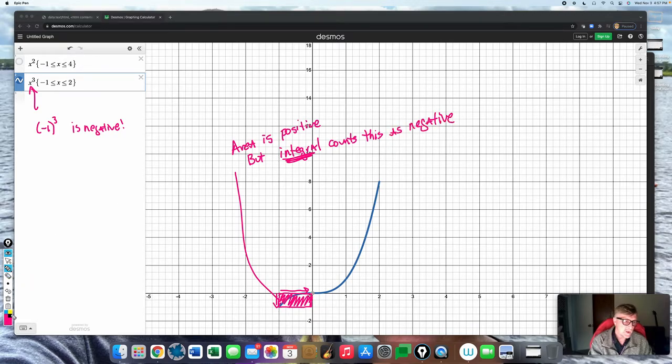Okay, and so what we call that in calculus is the signed area. So this would be -1. It's not actually an area of -1. The area of that rectangle is +1. But we're counting it as negative because the area is below the x-axis.